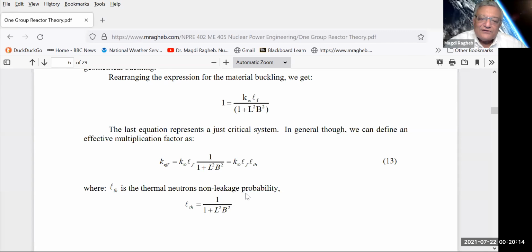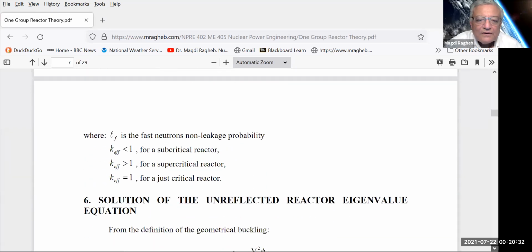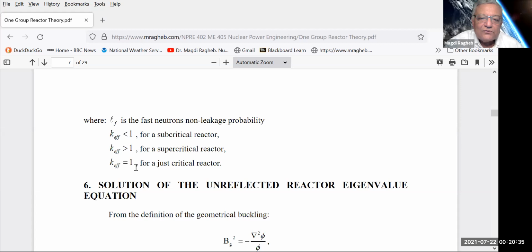And another form of the criticality equation is that K effective should be equal to the infinite medium multiplication factor, which we defined by the four-factor formula, eta epsilon p f, multiplied into 1 divided by 1 plus L squared B squared. Now, as I said, K effective equal to 1 is a critical reactor. That's steady state, safe power generation. Larger than 1, that's a supercritical system. And less than 1 is a subcritical system where we don't have a chain reaction occurring in general.